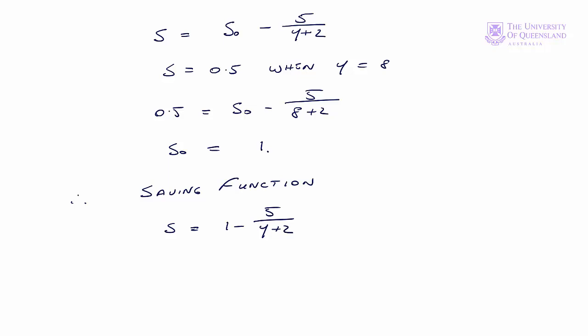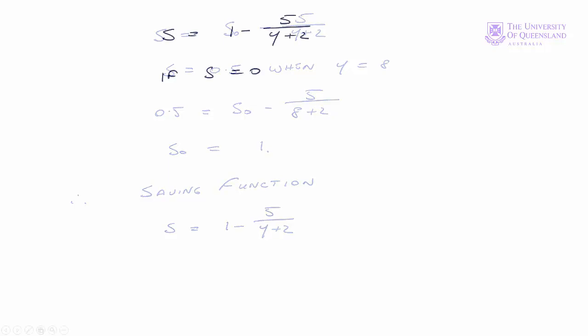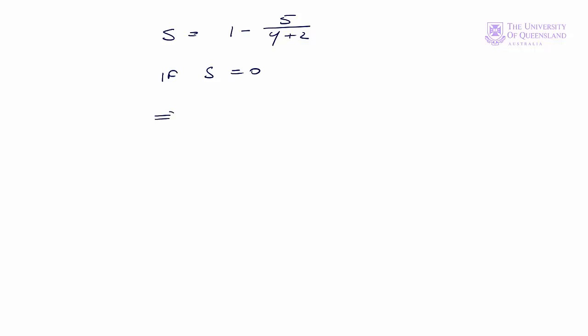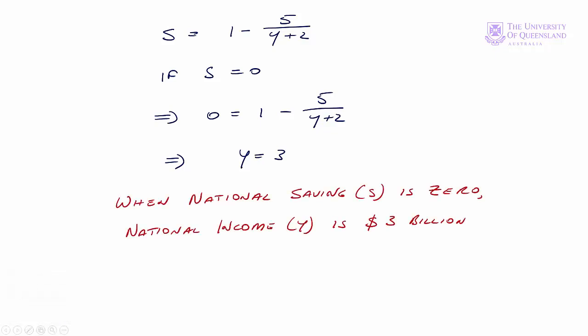That was step 2 of our process. The next step is to find y when s equals 0. If s equals 0, that implies that 0 is equal to 1 minus 5 on y plus 2. That implies that y is equal to 3. And so we write our conclusions. When national saving is 0, national income is 3 billion.